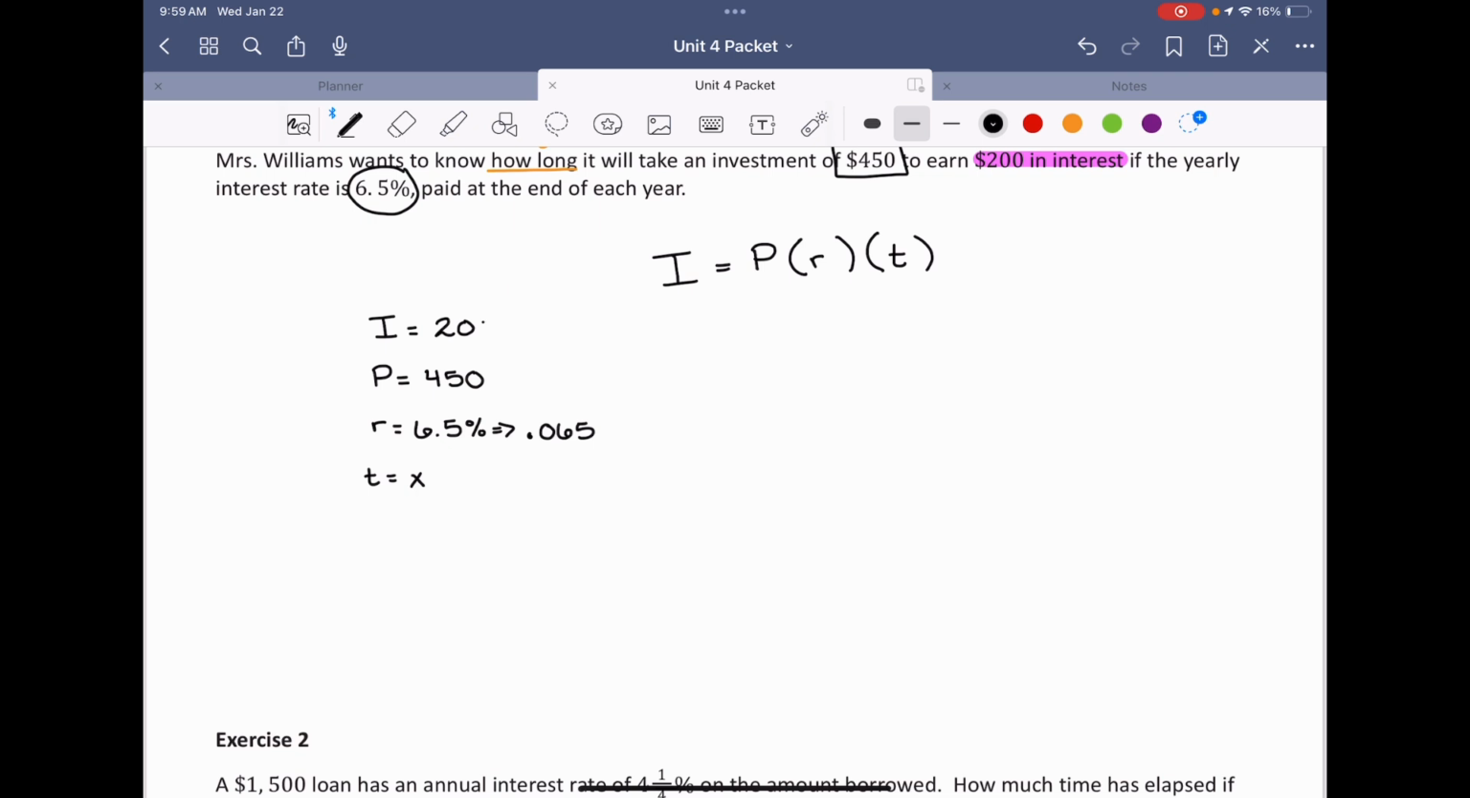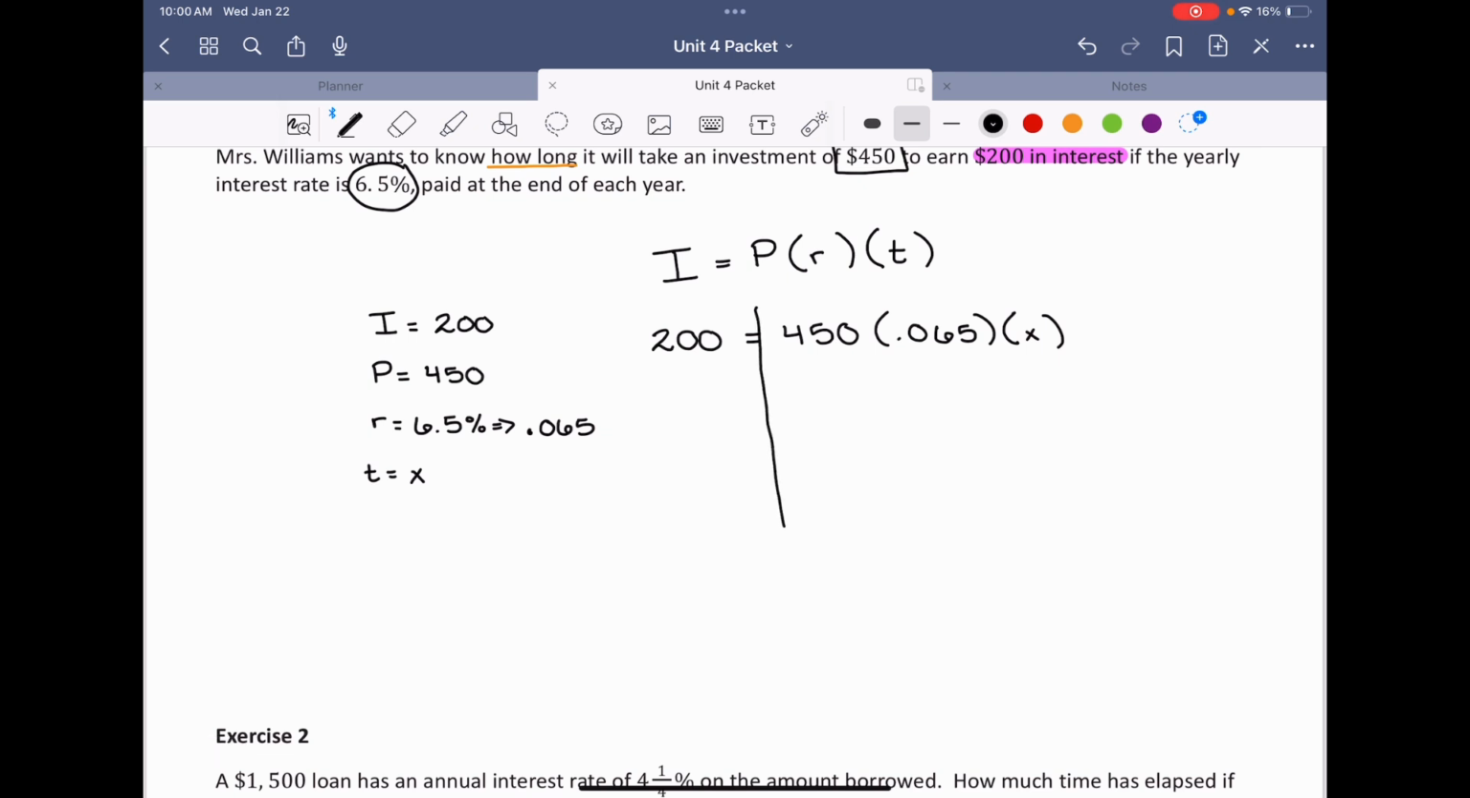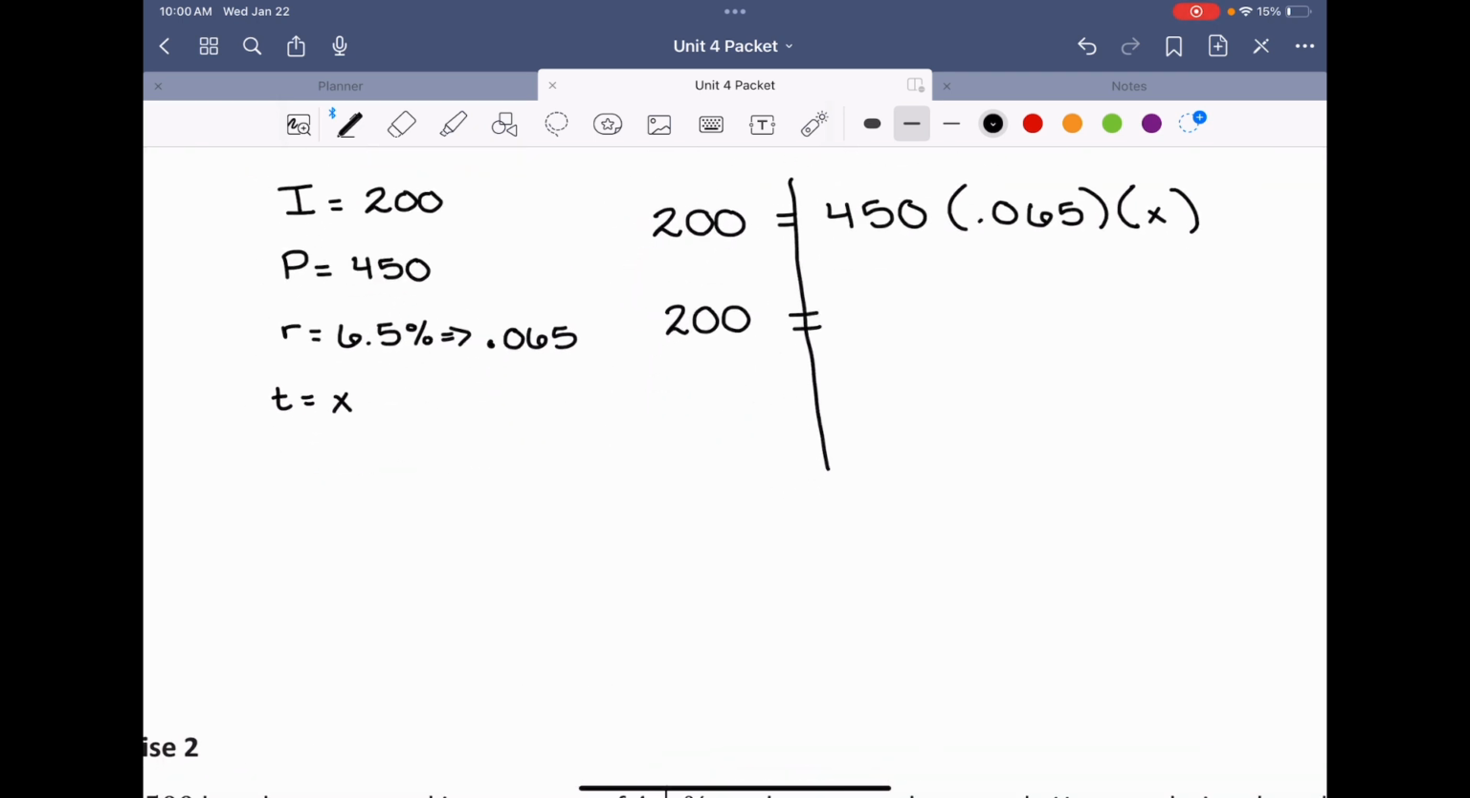and interest is 200. So I cannot always just think about how I'm going to multiply everything together. That's why it's really important to set up your formula and set up your cheat sheet to plug everything in the correct spot. So 200 equals 450 times 0.065 times x. Now, I'm going to do what I can on one side before I move anything. So I'm just going to bring the 200 down. I'm going to multiply 450 times 0.065. I get a decimal value of 29.25x.